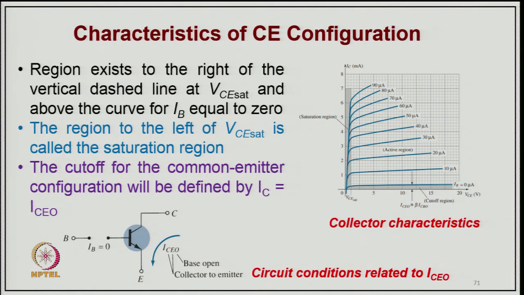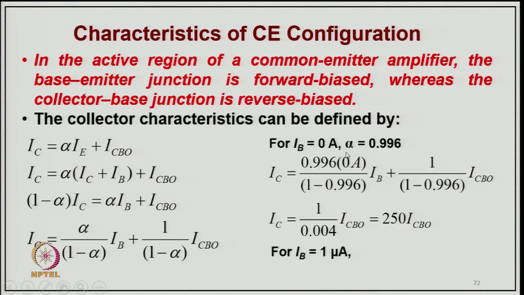The region exists to the right of the vertical dashed line at VCE saturation, and the region to the left of VCE saturation is called the saturation region. The cutoff for the common emitter configuration is defined as IC equal to ICEO in this region. So we call that the cutoff region, this the saturation region, and this the characteristic of the common emitter configuration.